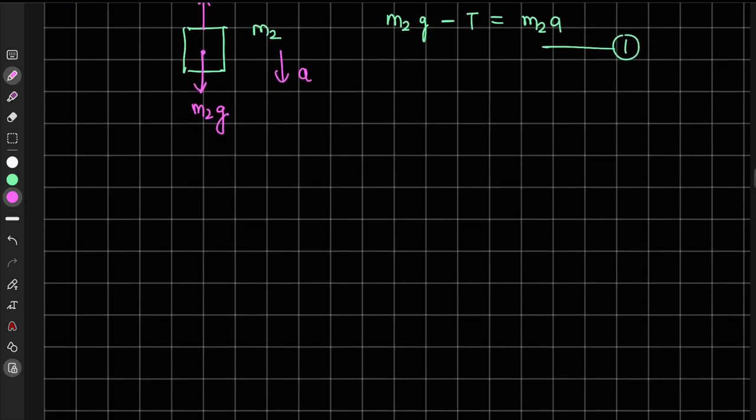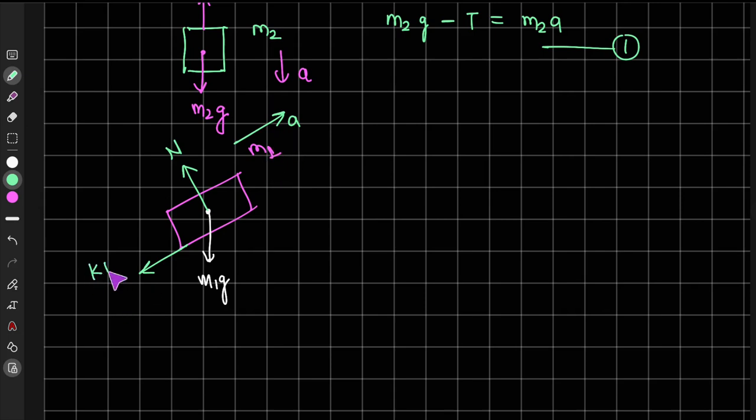And if we draw the free body diagram of mass m1, then this is the gravitational force m1g, and the normal reaction from the inclined plane, let us say N. And as mass m1 is moving in this particular direction, we will have the friction force opposite to the motion of mass m1, that is equal to k into N, where k is the coefficient of friction. And tension will always act in this direction because it will try to pull the mass m1.